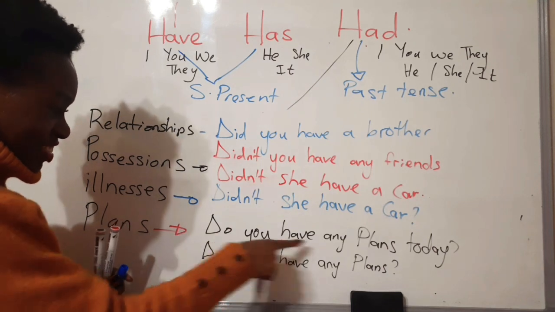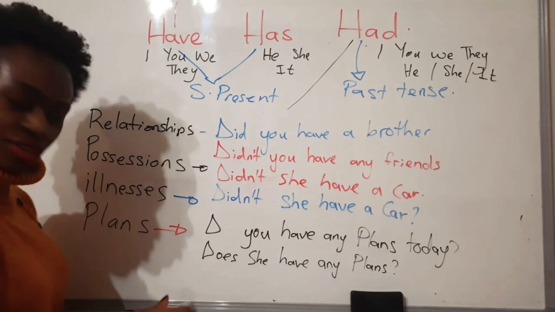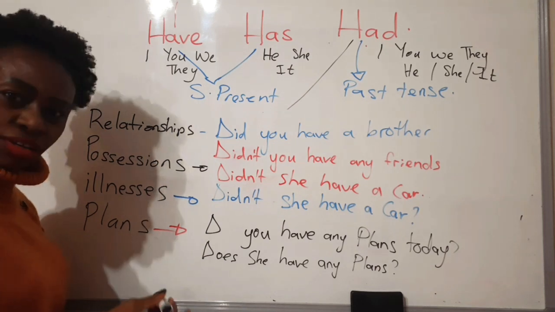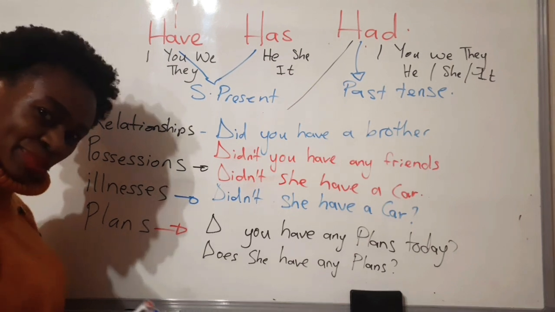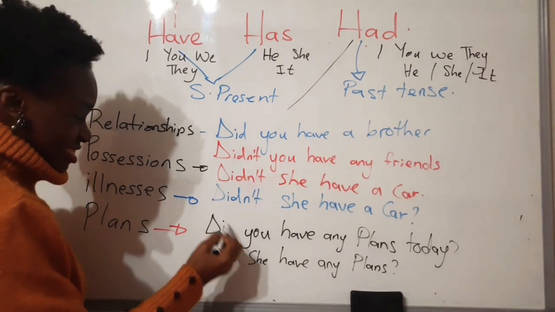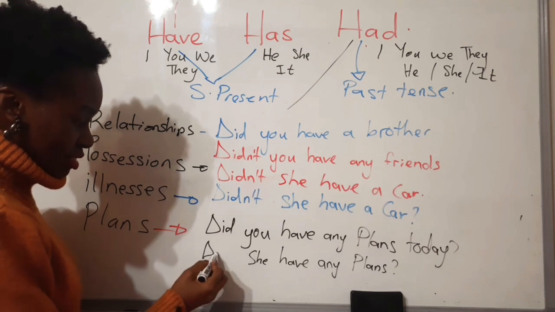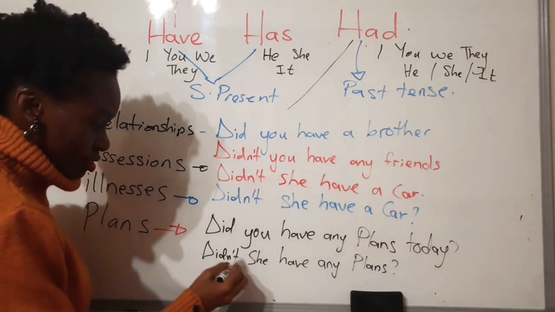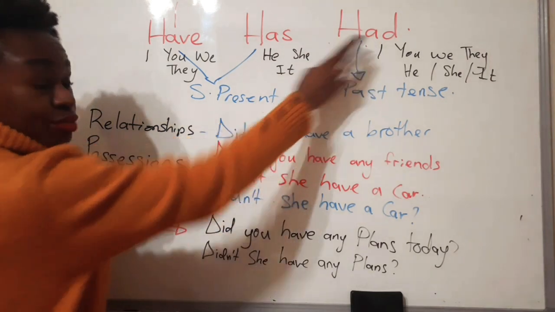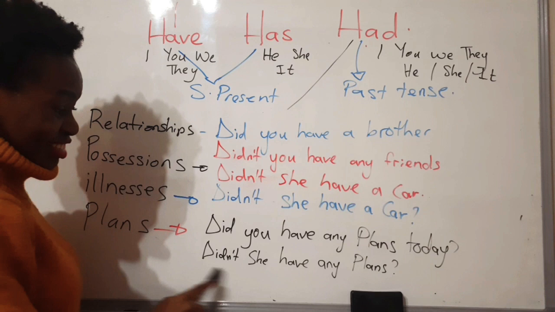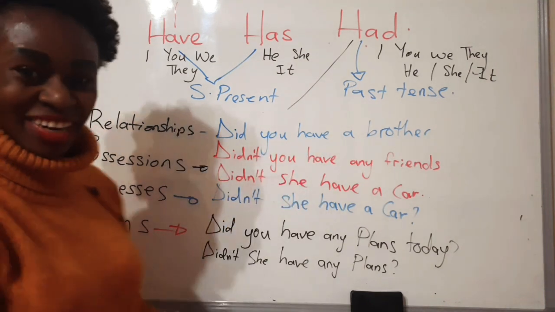Do you have any plans? Did you have any plans? So last time, we called you to join us and you didn't answer. Did you have any plans? Didn't she have any plans? So, didn't. The past for had is very easy. Didn't she have? Did she have? Did you have? Didn't you have?